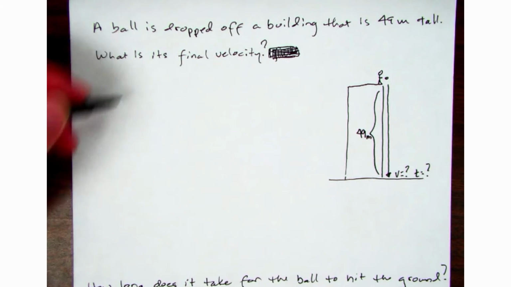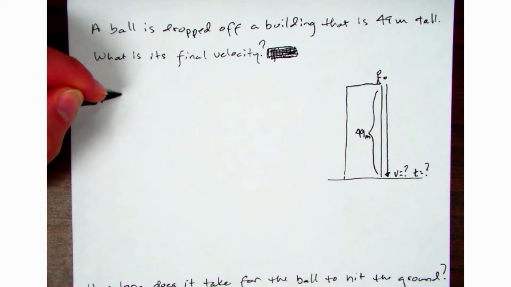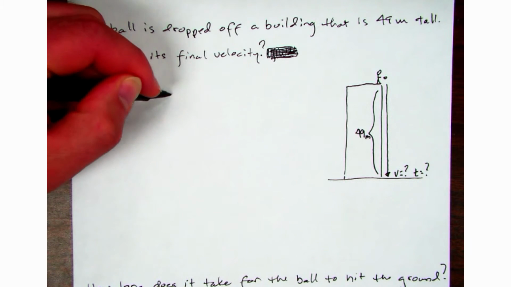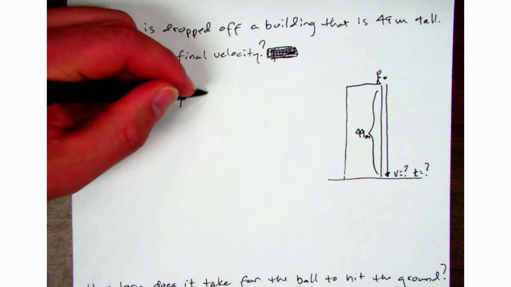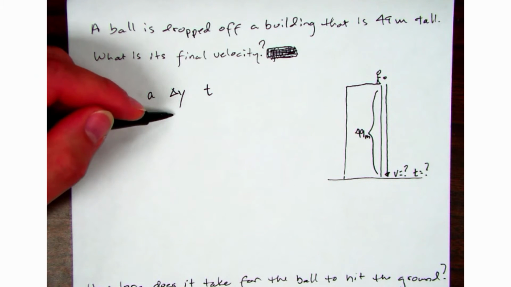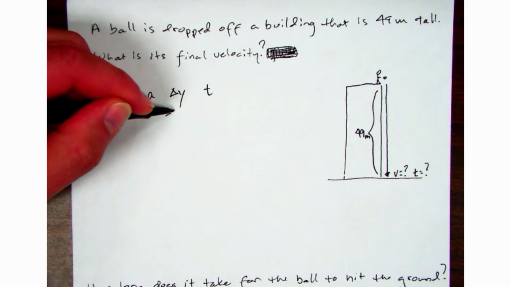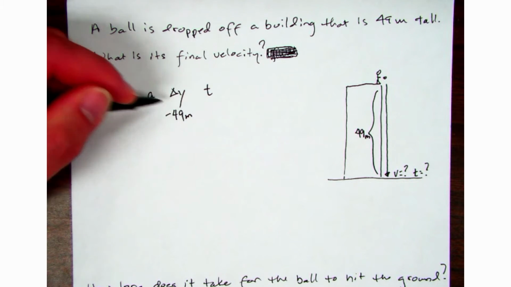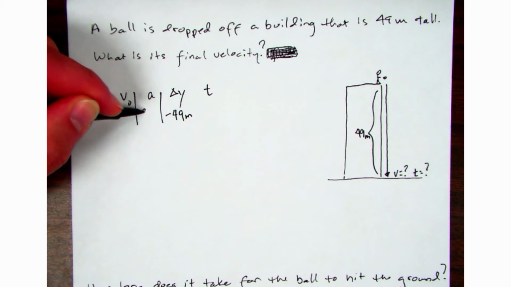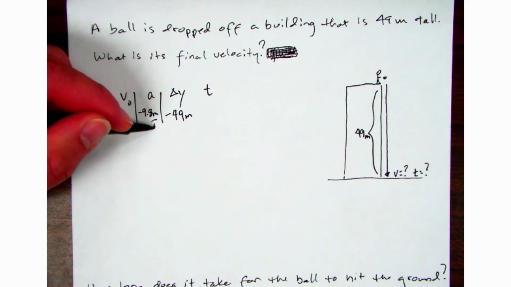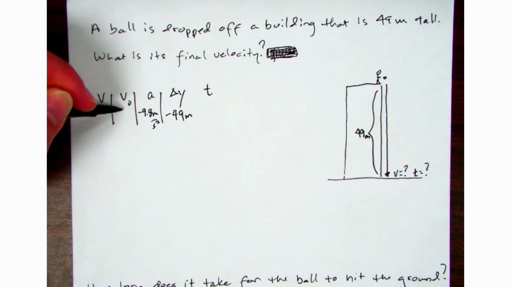So again, start out making your chart: V, V naught, A, delta Y, and T. Delta Y in this case is the height of the building, but it's negative because the ball is going downward, so it's negative 49 meters. A is still negative 9.8. V naught, I'm dropping the ball, so it starts with 0 velocity, and I'm looking for the final velocity here.